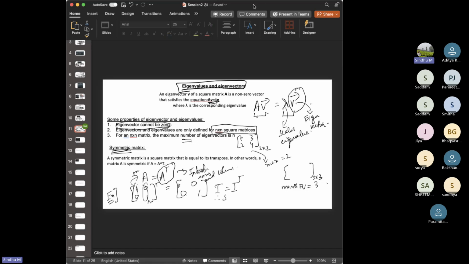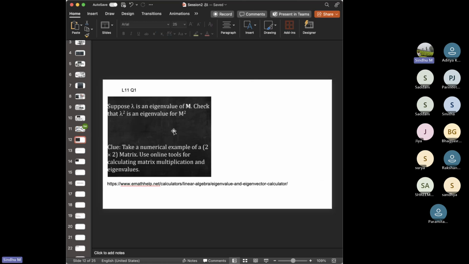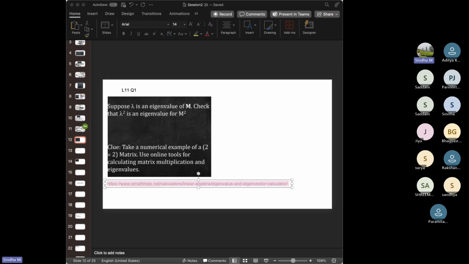So now let's discuss the question that we were asked to solve. You can do this with an online eigenvalue calculator tool. I'll just copy paste the link in the chat box and you can take a couple of minutes to try it by yourself. Then we can discuss the solution.